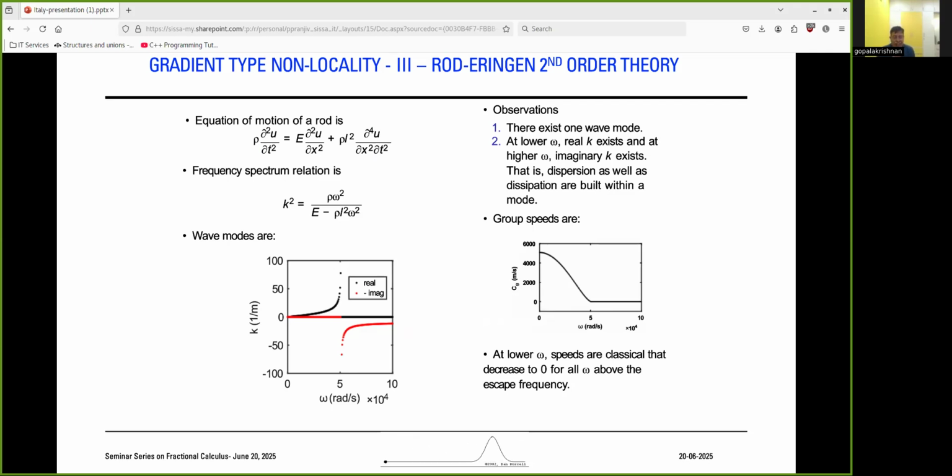frequency. At the escape frequency, the group speed becomes zero, and the wave completely stops propagating. So the real and imaginary parts we have shown here, and only the real part, the speed, we have shown that after some frequency, the escape frequency, the wave does not propagate here. Next, please.